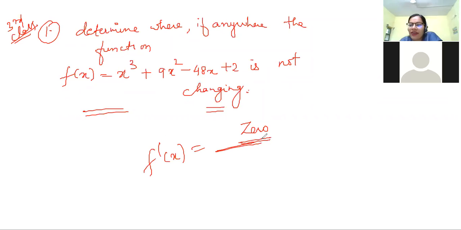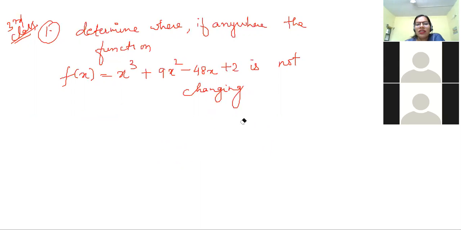So you need to find out the value of x in such a way that when you put these values in f dash of x, it becomes 0. So this is the meaning. So how you are going to solve this question? What is the first step? What is the first step? X power n formula. So first you need to find the f dash of x, that is differentiation, dy dx.